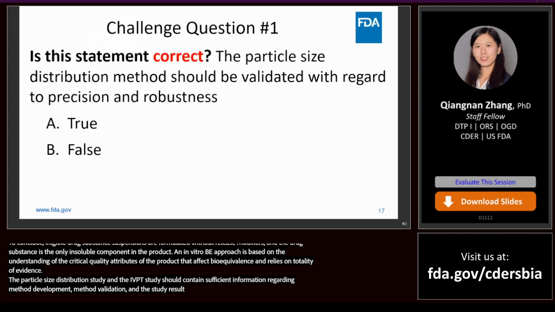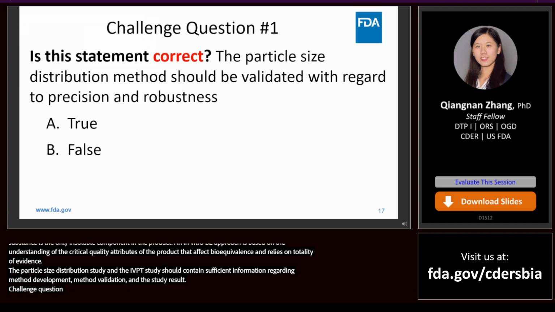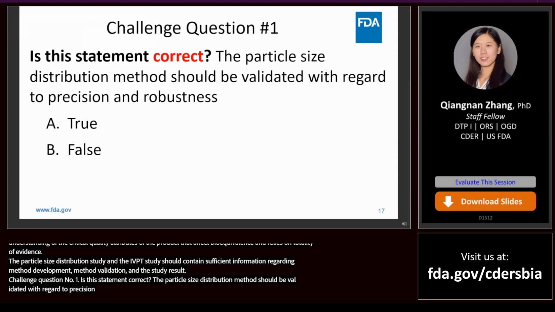Challenge question number 1. Is this statement correct? The particle size distribution method should be validated with regard to precision and robustness.